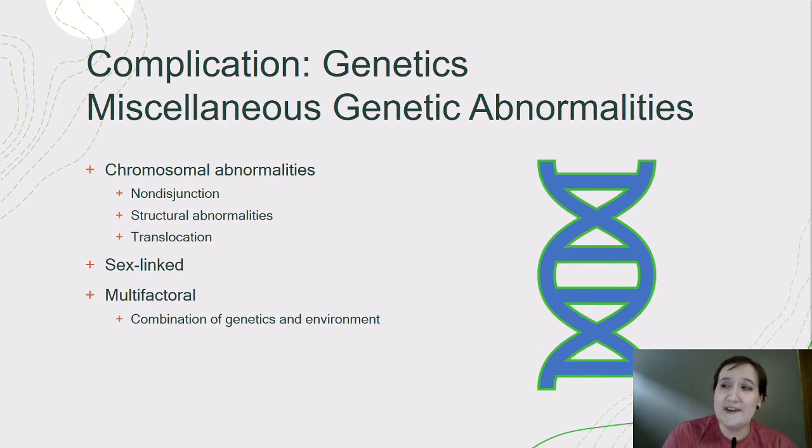Neural tube defects, congenital heart defects, and club feet. They all follow along in this multifactorial situation. So there's nothing any of us could have done to prevent these things from occurring. And that concludes our discussion about genetic abnormalities.